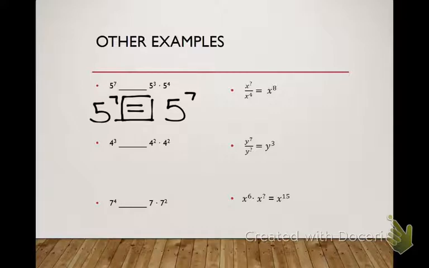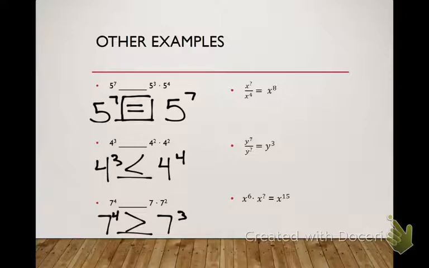All right, go ahead and do the second and the third one. All right, so 4 to the 3rd and 4 to the 4th, less than. 7 to the 4th and 7 to the 3rd, greater than. All right, here's the last one. You might see one of these on your homework.